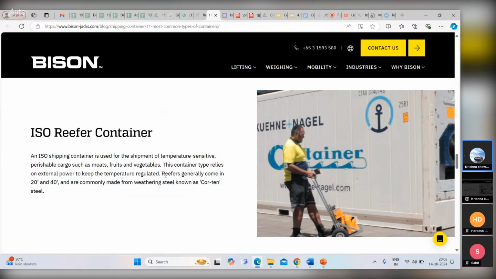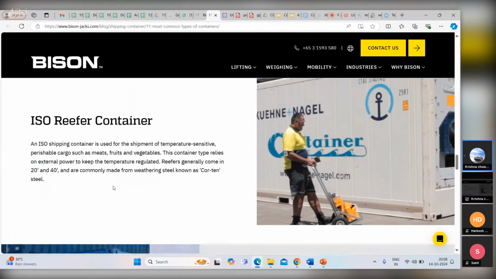So you will have a plug connected here, and there will be a ship store somewhere nearby, where the wire from this container will reach the ship's store, and like a pipe, you will pass the wire through and connect it to the power supply inside the ship store on deck. This container type relies on external power to keep the temperature regulated. Reefers generally come in 20 and 40 foot and are commonly made from weathering steel known as Corten steel.